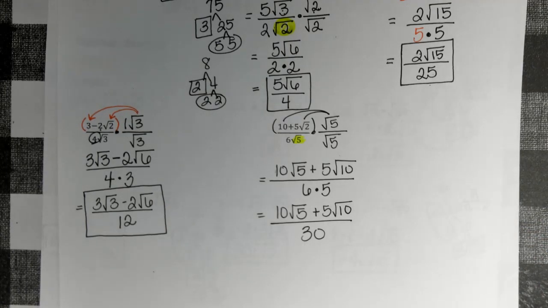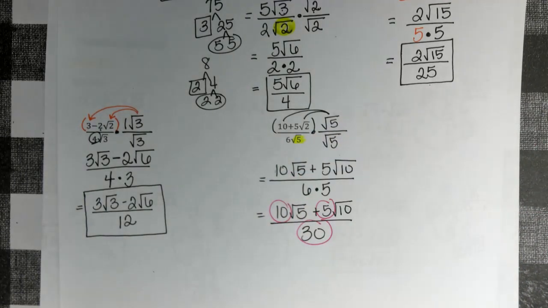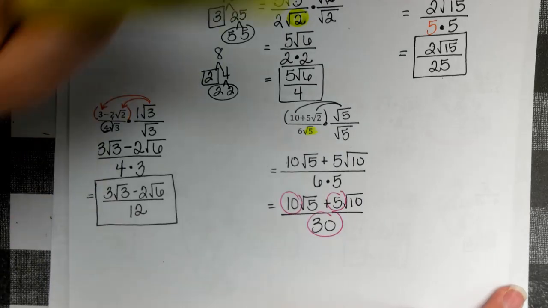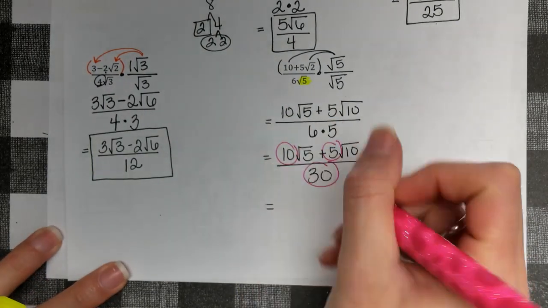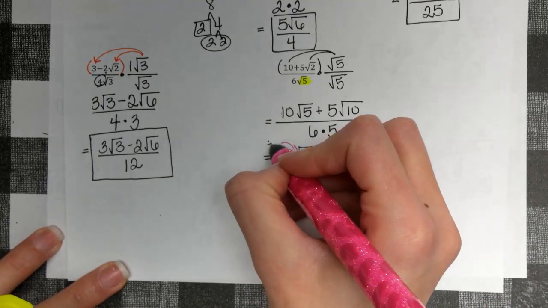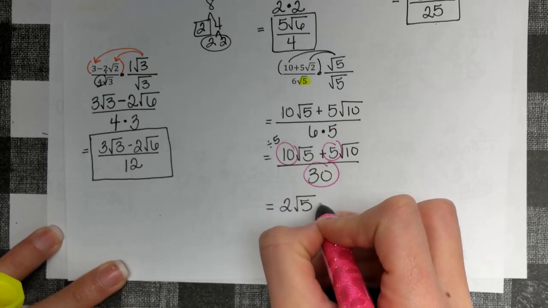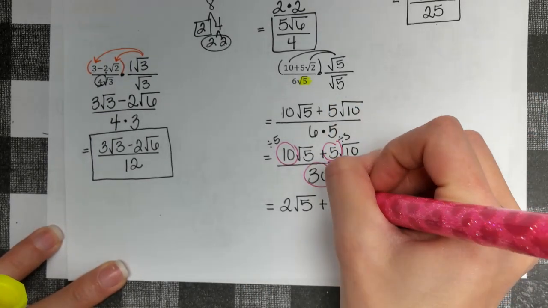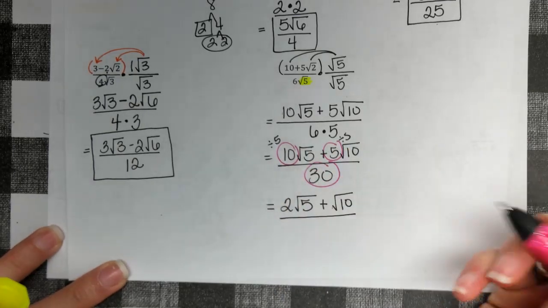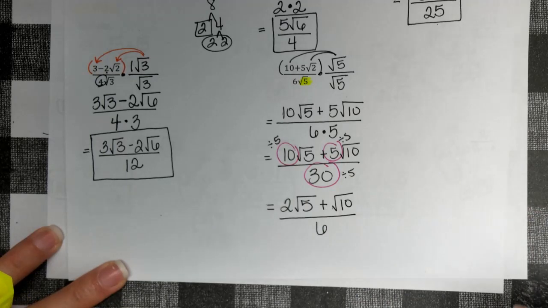And then I would check. 10, 5, and 30. Can those be divided by the same number? Yeah, they can all be divided by 5. So 10 divided by 5 is 2 square root of 5. Plus 5 divided by 5 is 1 square root of 10. 30 divided by 5 is 6.